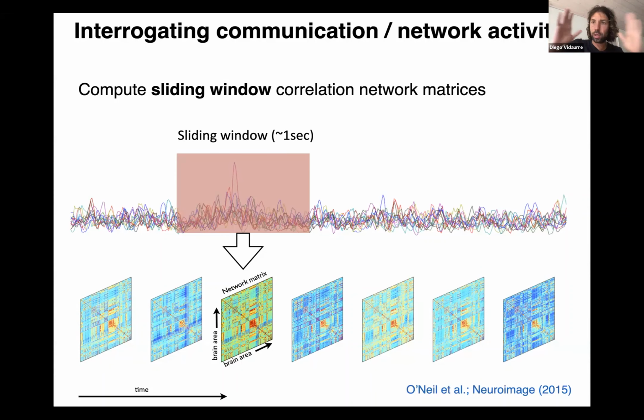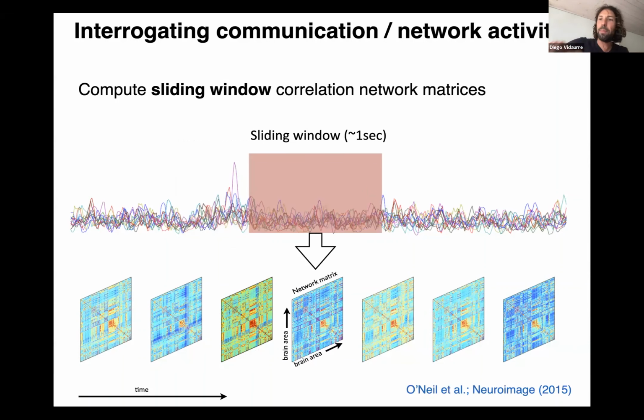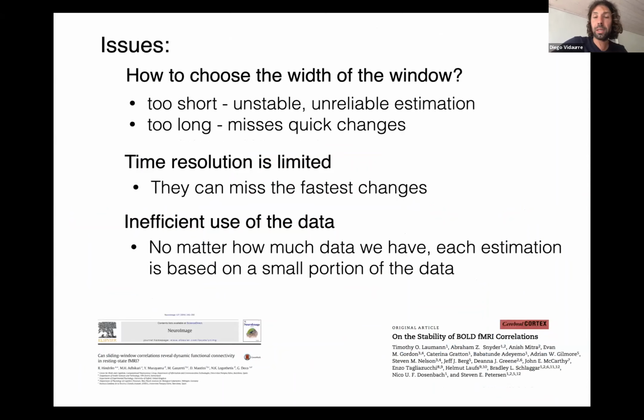So you choose the size of a window, and you measure correlations between areas, and then you move the window again, and then you get sort of a moving picture of how regions communicate with each other in whatever metric you're choosing. So that's fine because it's simple, and simple is good, but there are some important issues.